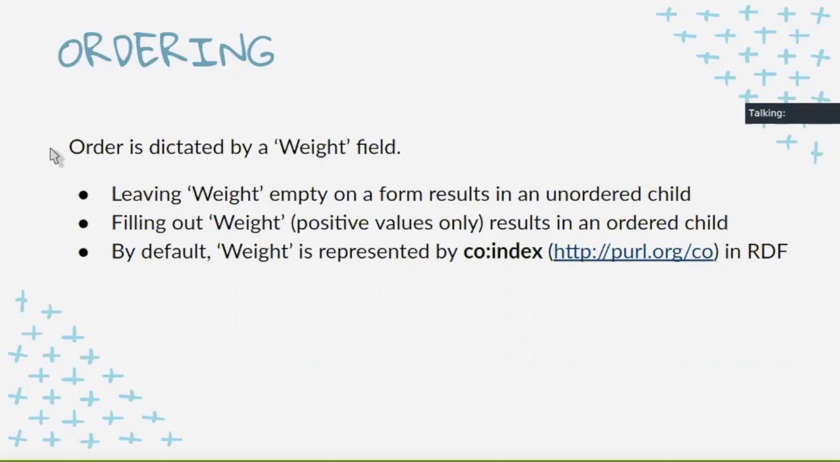So we have positive values only for the weight, and if you fill that out in the form, you get an ordered child. And by default, weight is represented in RDF by CO index. So it's the Pearl collection ontology.